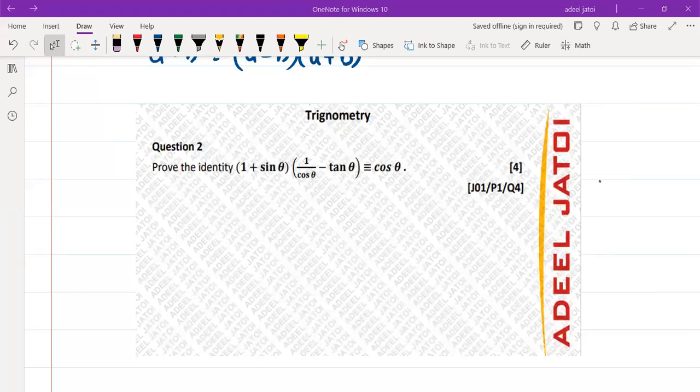If you see, prove the identity: 1 plus sin theta upon 1 upon cos theta minus tan theta is equivalent to cos theta. That means you need to prove your left hand side is identical to the right hand side. Whenever you have three lines, that means you need to prove the identity. Your left hand side should match with the right hand side, or your right hand side can be matched with the left hand side. But you will always open up the side where you feel that you have more working. Where there is more working, open that one, because obviously it then becomes easier for you to bring it to the other side.